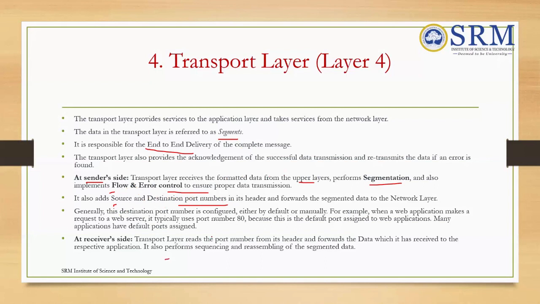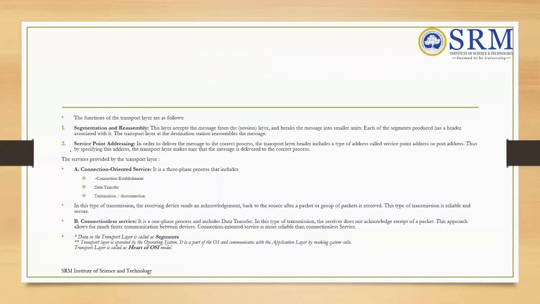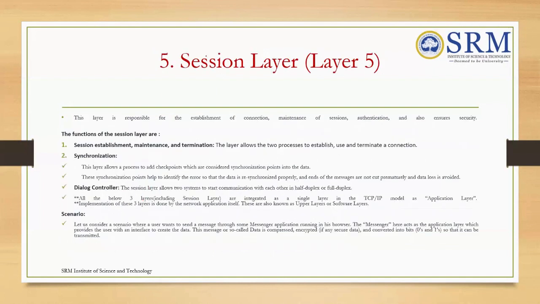And on the receiver side, the transport layer will read the port number from its header and forward the data to the next layer. The functions are segmentation, reassembly, and service point addressing. Here we have two things: connection oriented and connectionless. Connection oriented means we have to establish the connection, transfer the data, and terminate the connection. Connectionless means we can transmit directly; we don't need to establish or terminate the connection. And the next layer is session.